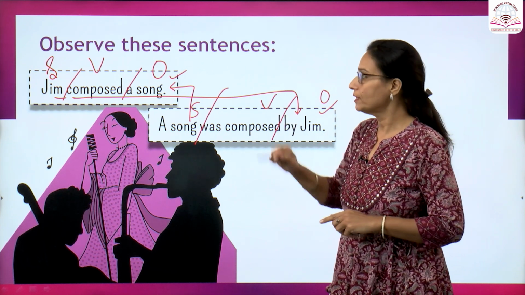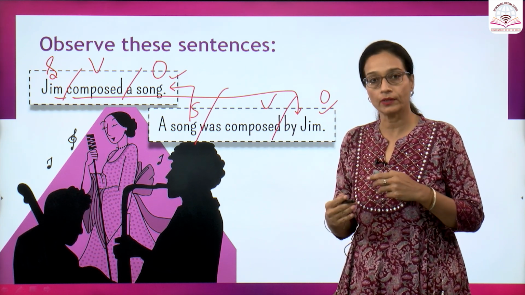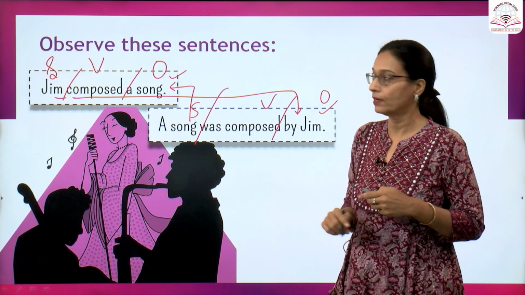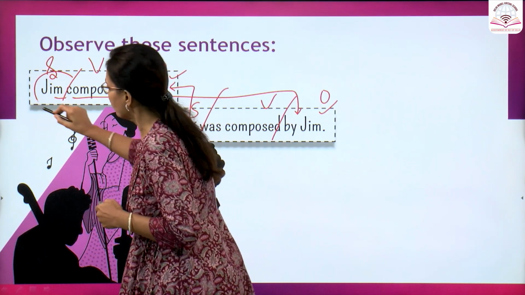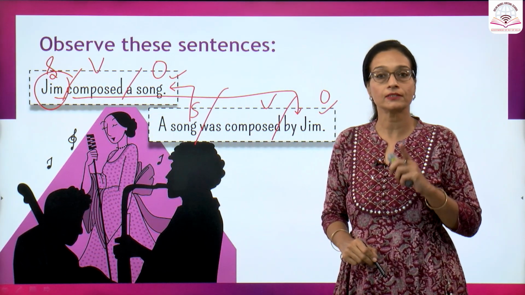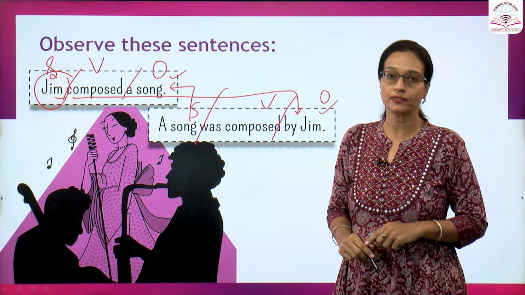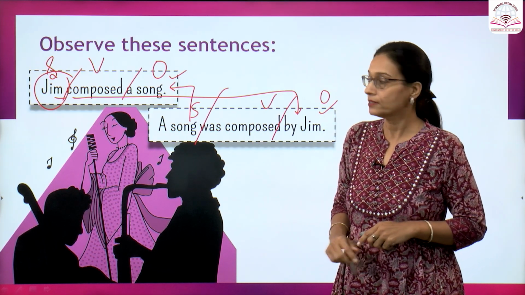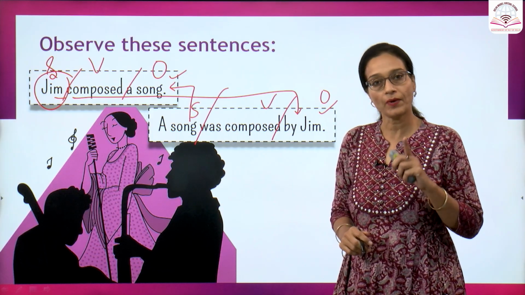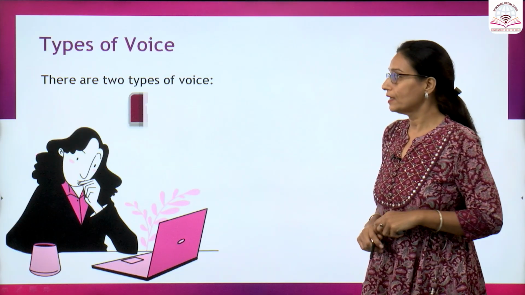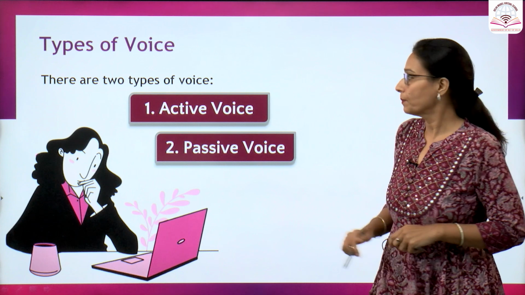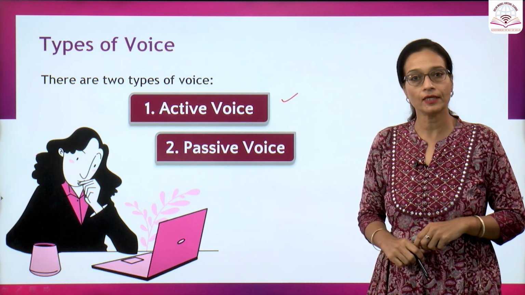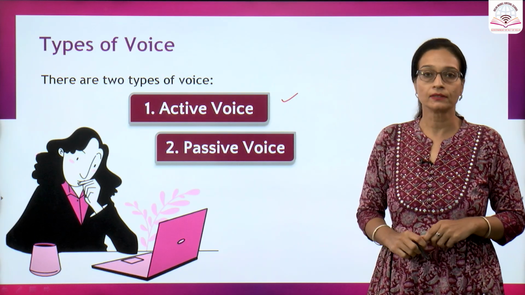Now, the first sentence emphasizes the doer. Who is the doer? Who is making the action of composing a song? Jim. So, if the doer of the sentence is also the subject of that sentence, we say the sentence is in active voice, whereas the second sentence is in passive voice. So, we can say that there are two types of voice, active voice and passive voice. Let us take a deeper look at these two voices further.